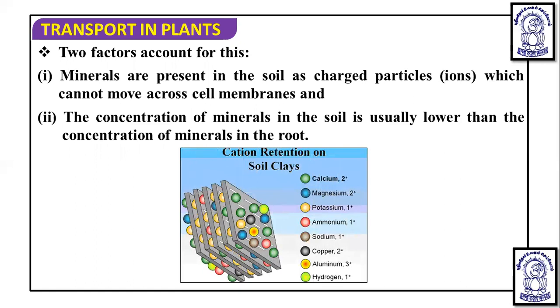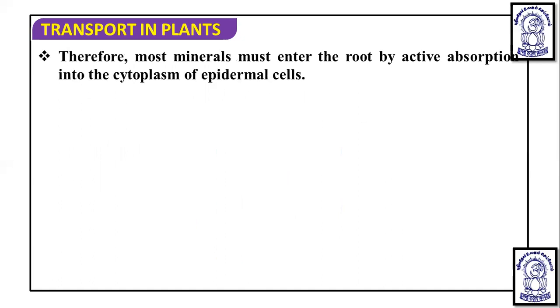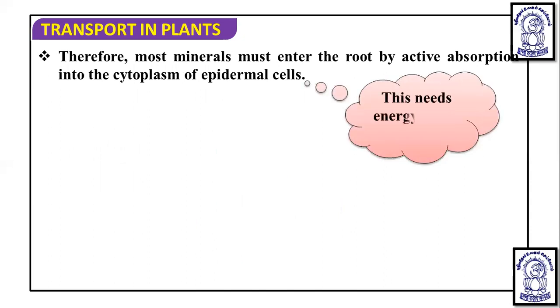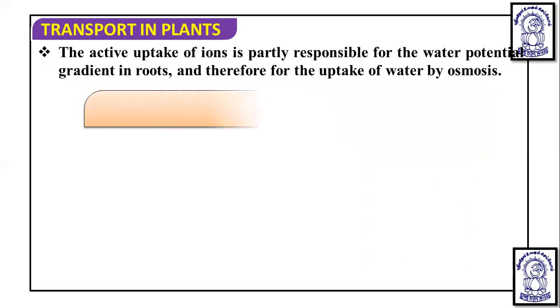So cation retention on soil clays will occur. Therefore, most minerals, because they are charged particles, must enter the root by active absorption into the cytoplasm of the epidermal cell, and this needs energy in the form of ATP. Obviously, the majority of minerals are absorbed by active transport.